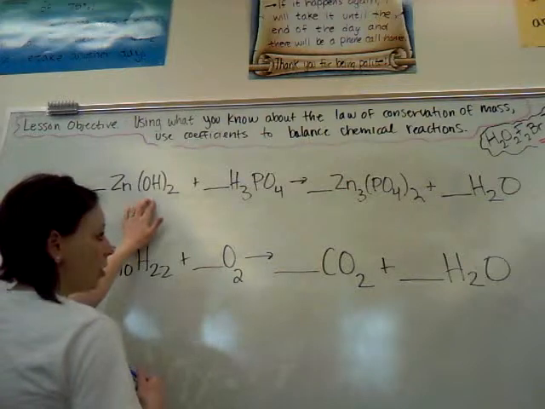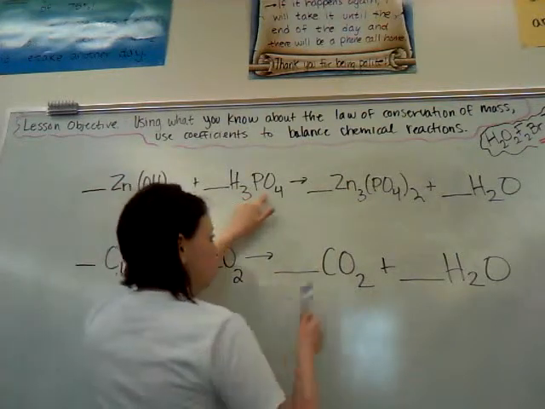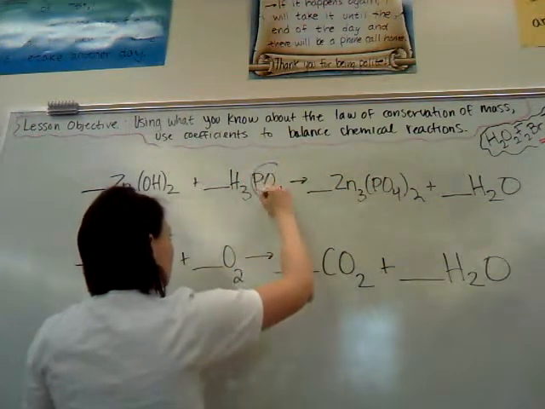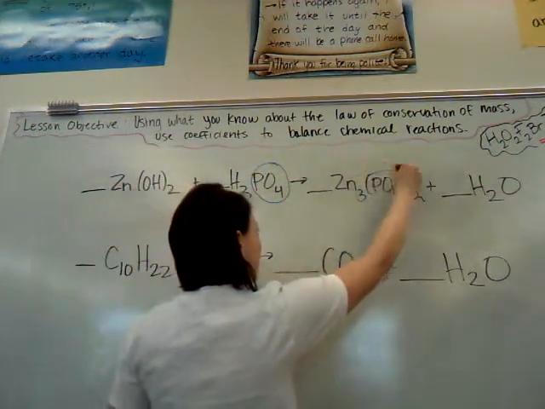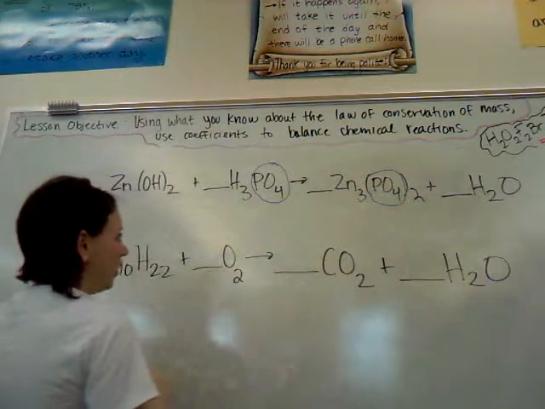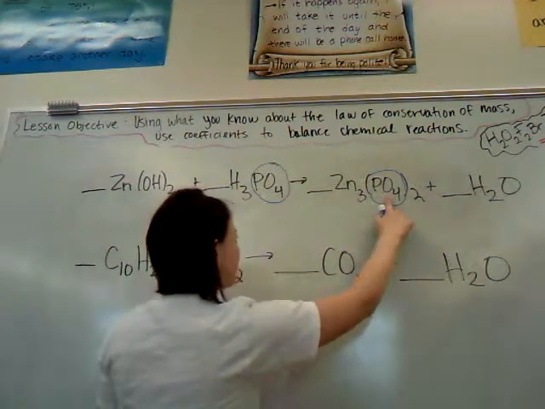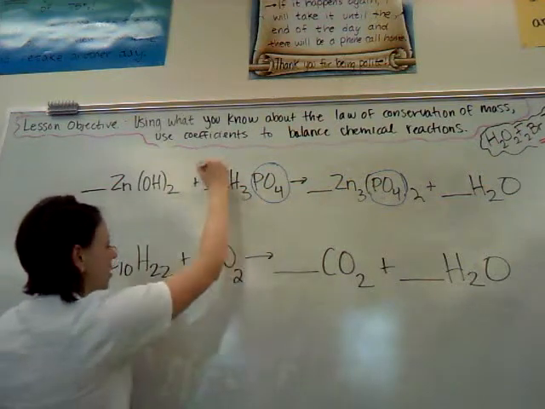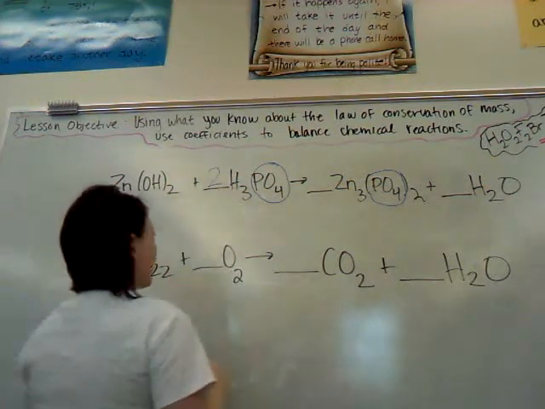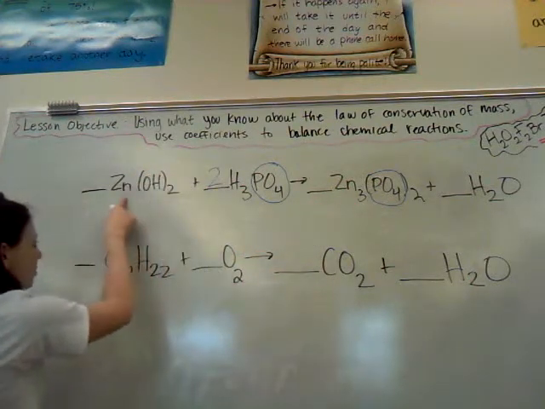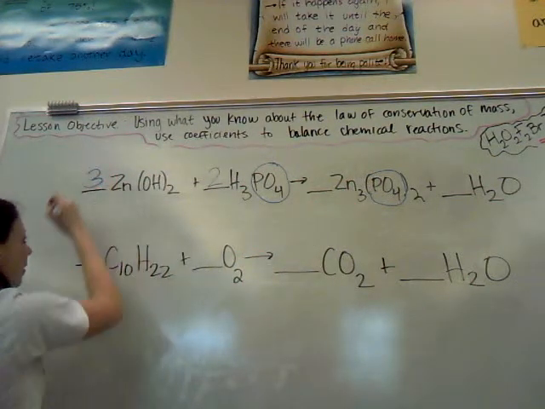So one thing I note is that the phosphate appears like it stayed exactly the same, and there's no other PO4s anywhere else. So I'm going to keep those together. Okay, so I'm going to start with those. There are 2 phosphates on the right side, and there's only 1 here. So I'm going to add a 2 there. I also notice that there's 3 zincs on the right side. There's only 1 there, so I'm going to add a 3 in front there.